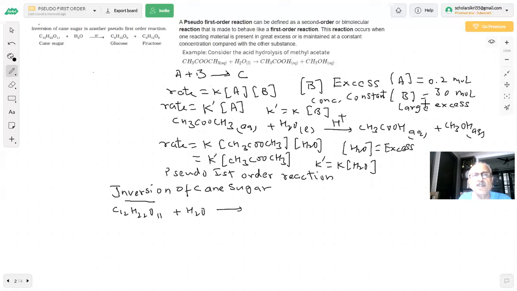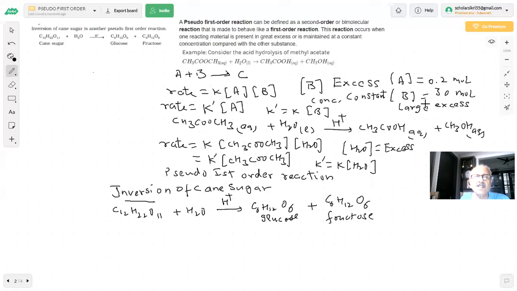But it will produce C6H12O6 plus C6H12O6, and you are saying both are the same. Acid catalyzed. H+ means, as I told you earlier, that certain acids are catalyzing these reactions. This is glucose, and this is fructose. Two compounds are formed.